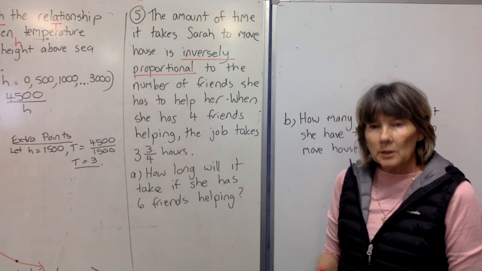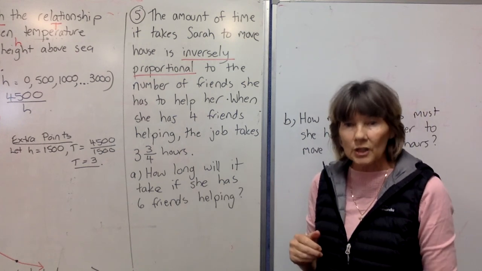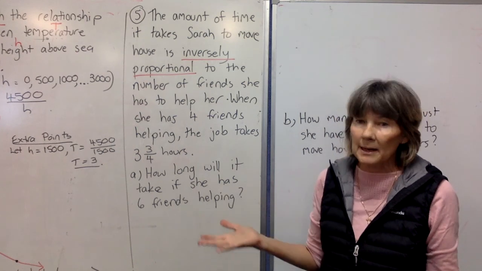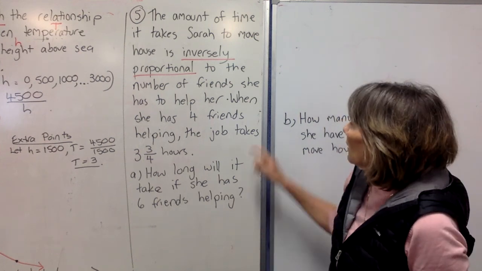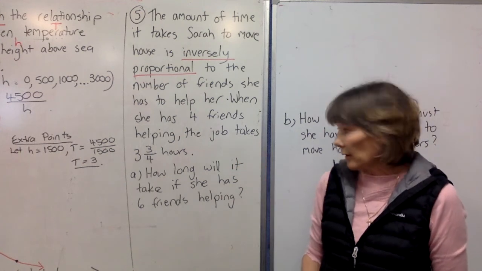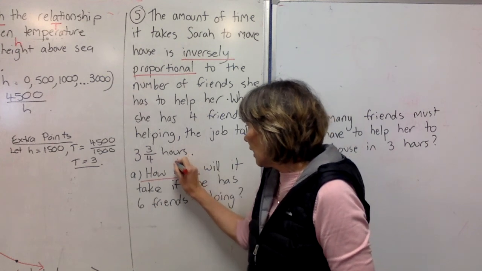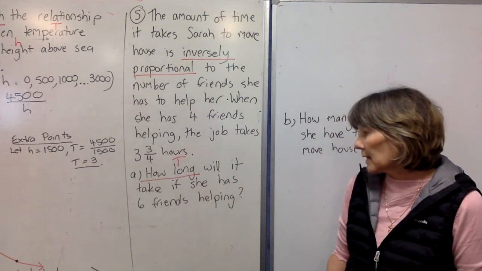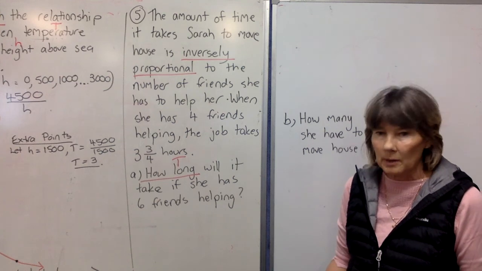So in other words, the more friends she has to help her move house, the less time it's going to take. And that makes sense, doesn't it? More friends helping, less time. When she has 4 friends helping, the job takes 3 3/4 hours. And then they ask how long, in other words, what time, will it take if she has 6 friends helping? A lot of people think they know what they're doing with this, but they really don't.